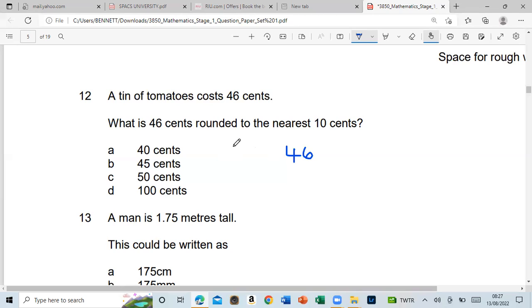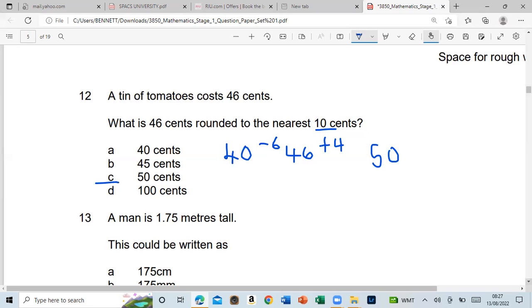Not sure? All right, let me explain. Notice it said 10 cents, right? So it's either going to be 40 cents or 50 cents. As he said, you only need 4 more to make 50. Right? You only need 4 more to make 50. So 46 is closer to 50 than to 40. You'd have to take off 6. So that is correct. It will be 50 cents.